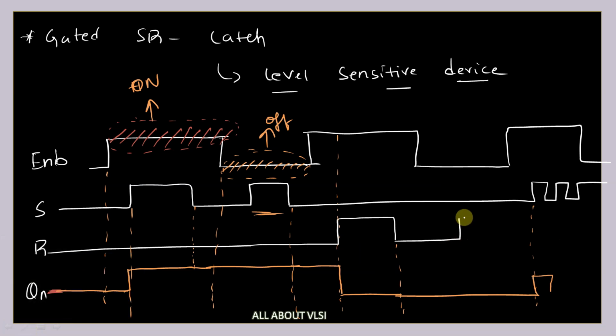R is equal to 1. Okay, now S is equal to 1, R is equal to 1, invalid state. Up to here we will get invalid, and again S is equal to 0, R is equal to 1 means it is 0, and again if S is equal to 1, R is equal to 1, again it's invalid. Okay, so like this, whenever there are noise transitions, whenever your input is not stable, this noise is also affecting your output because it is a level sensitive device and there is a lot of opportunity for noise to affect your output.